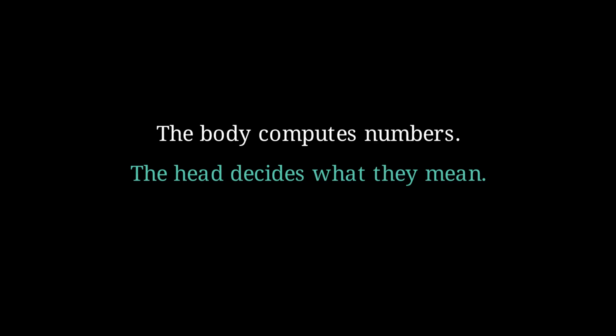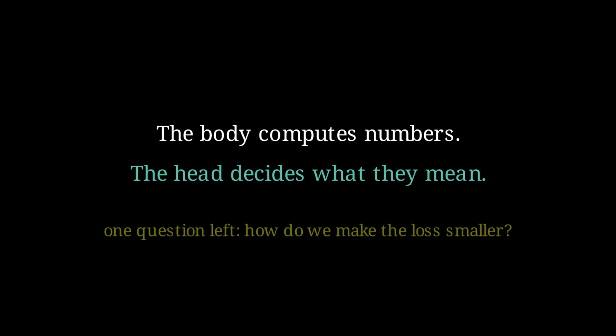This split is the spine of the whole series. The body computes numbers, the head decides what those numbers mean. Swap the head and the very same line becomes a different model. A counter, a real valued predictor, a many-way classifier. But for now, we have exactly one question left, and it is the only one that matters. How do we make the loss smaller?